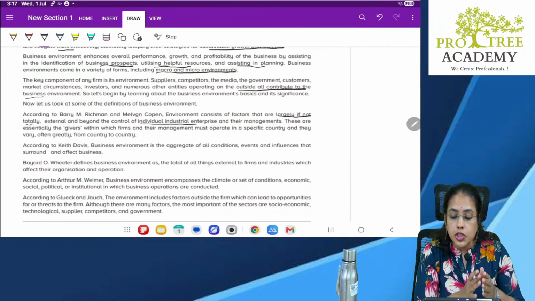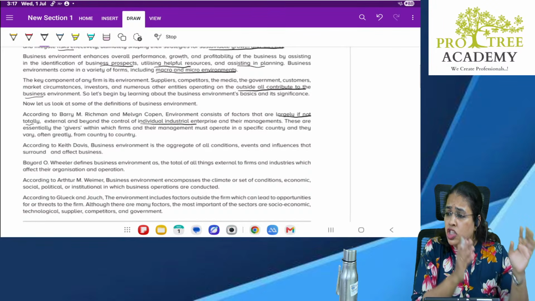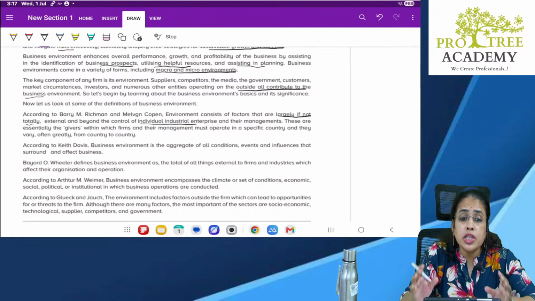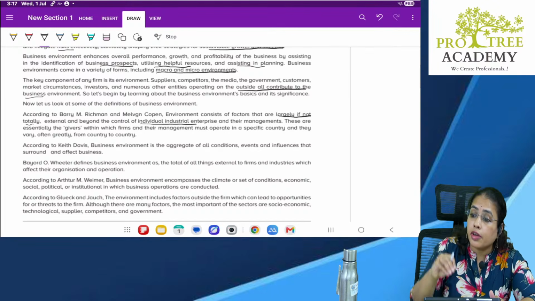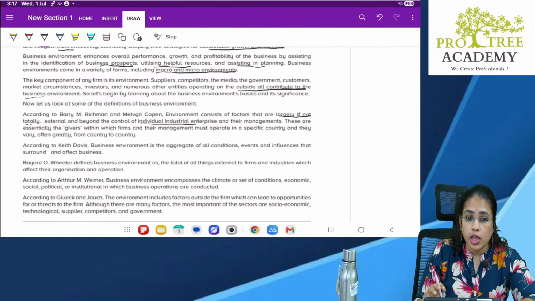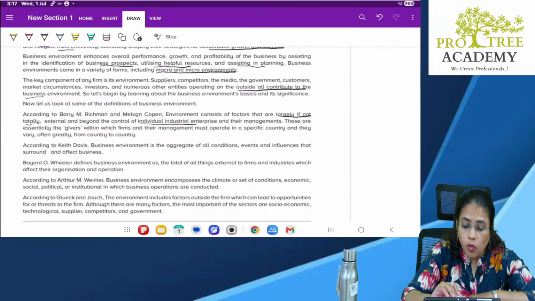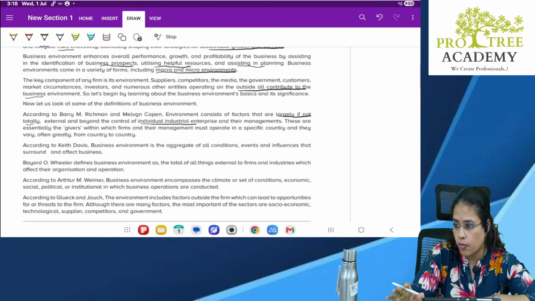So what this Richman is telling is that largely and totally it is dependent on the external factors more than the internal factors. In whichever country you are situated, how the things are, how the legal framework is there, that is more important than the internal framework. Okay, so every environment differs from country to country. If you want to succeed, you have to see where you can put your business after checking the external environment.